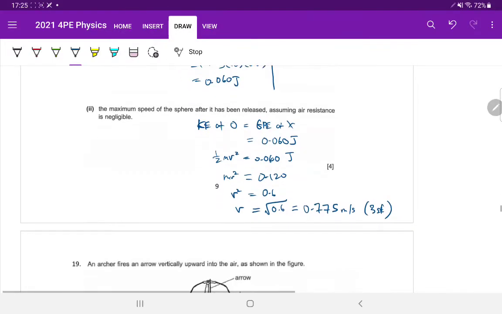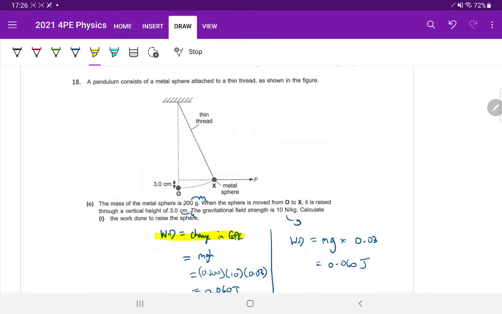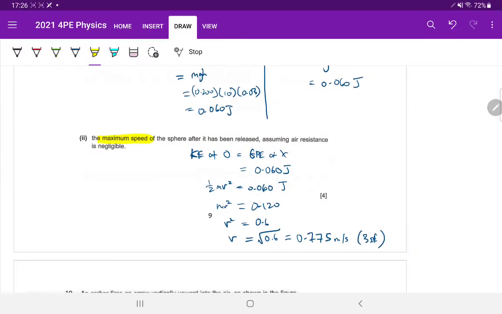Okay, so it's really common when they ask you to find the maximum speed, to find the maximum KE and then find the speed. The maximum KE is always at the lowest point, and then from there you find the speed accordingly.